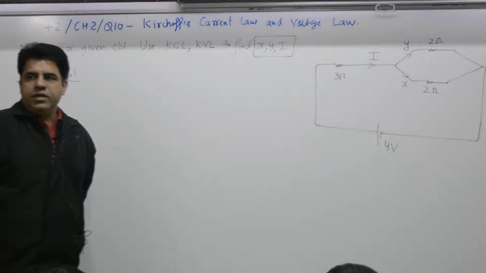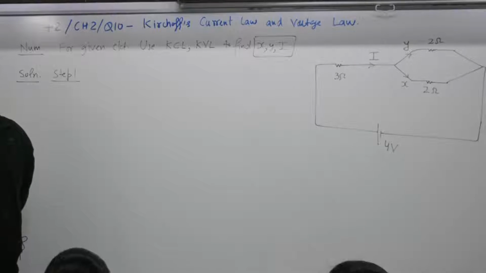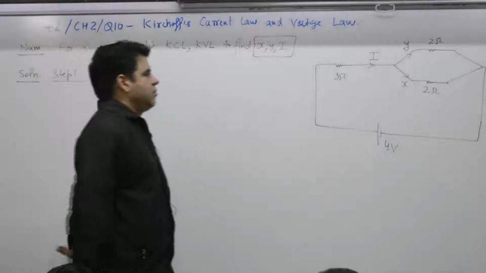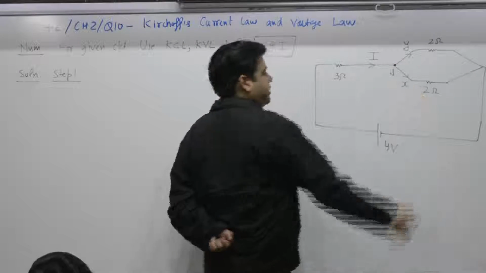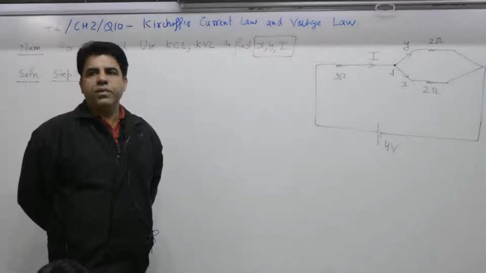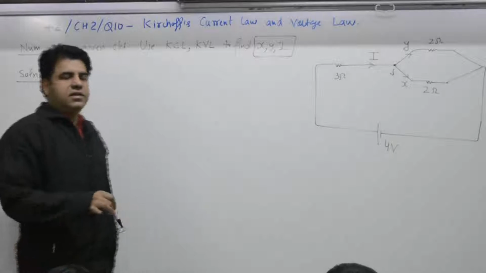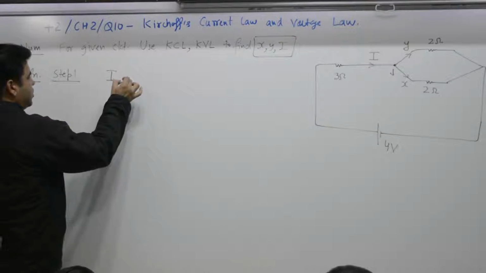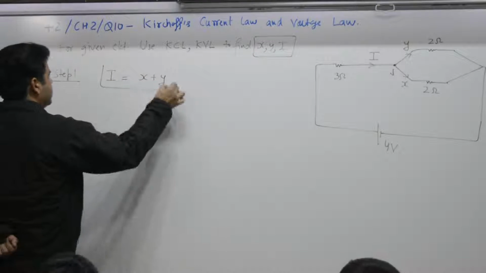How many unknown are there? 3. How many equations are required? 3 equations. At this point, junction J, can you apply Kirchoff current law? Yes. Total current entering the junction, I, is equal to total current leaving the junction, X plus Y. So you have one equation.